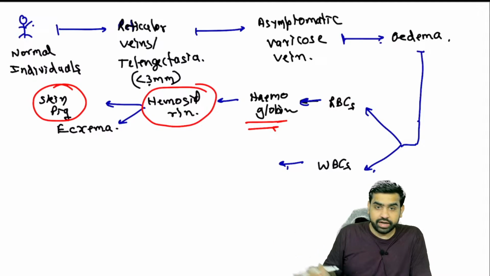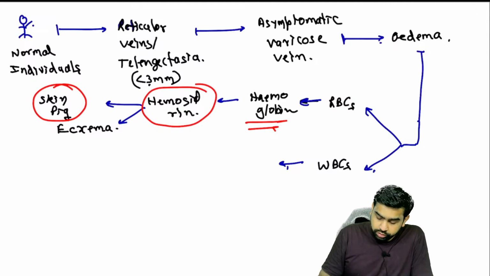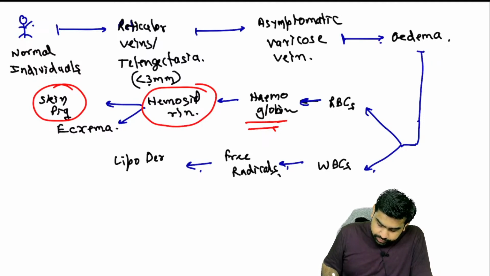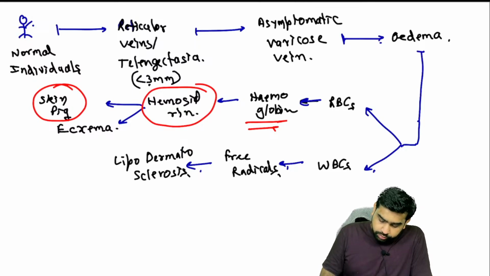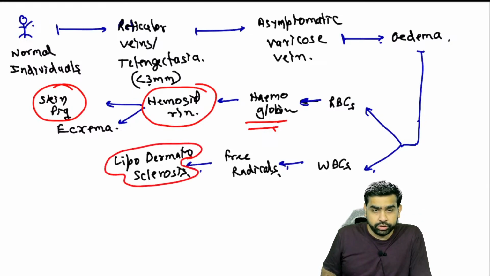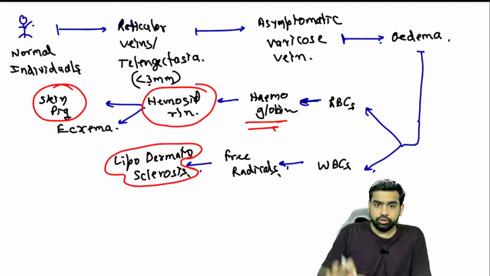Now the next thing is that WBCs can also come out, and these WBCs can get activated. There can be free radical activation and all those things, and because of this the patients may land up in lipodermatosclerosis. You understand my point? Lipo means fat, dermato means skin, sclerosis means sclerosis. So patients may land up in lipodermatosclerosis because of this activation of the WBCs.